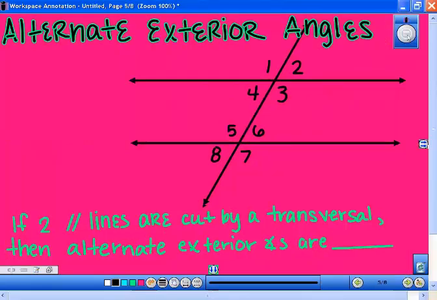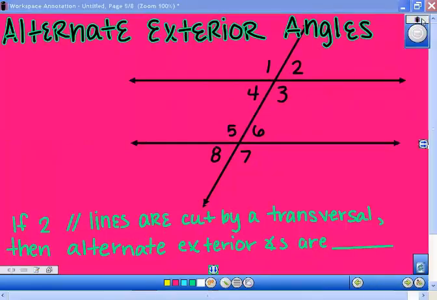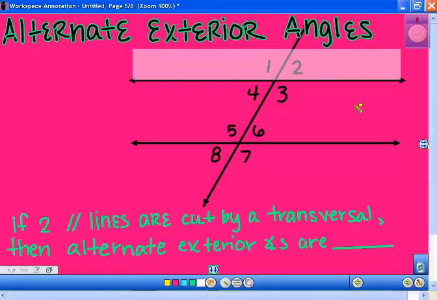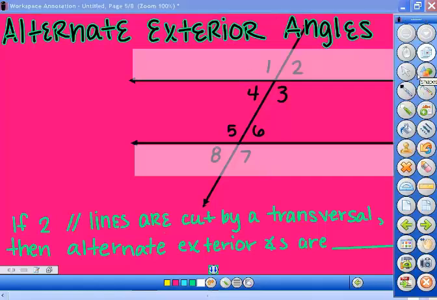Okay, the next one is alternate exterior angles. We said interior was in between the parallel lines, so exterior is going to be outside of them. So exterior are angles 1 and 2 and 8 and 7. Alternate means the same thing still though.